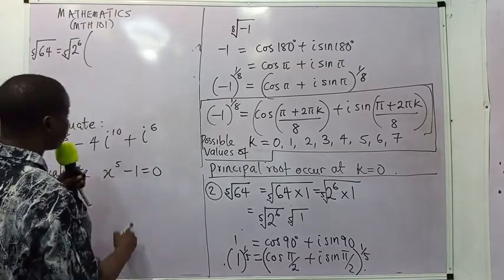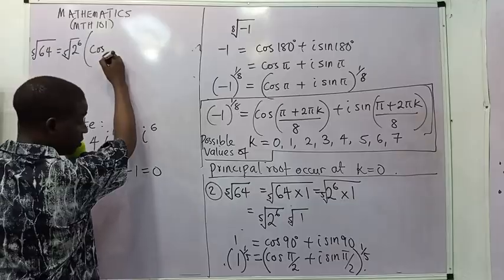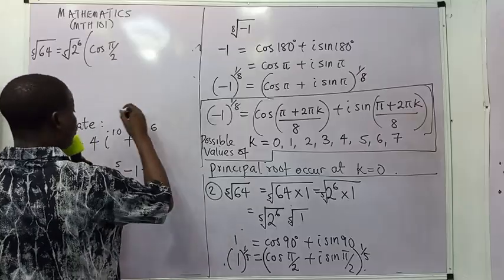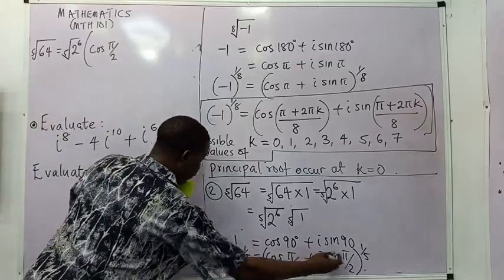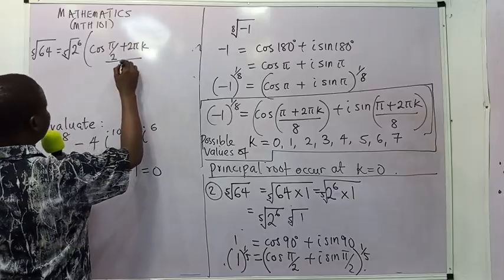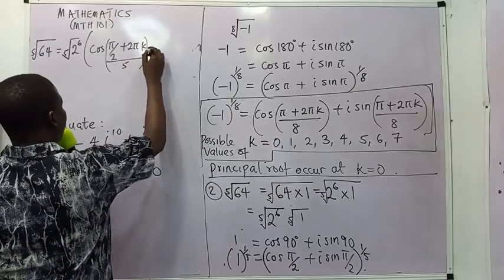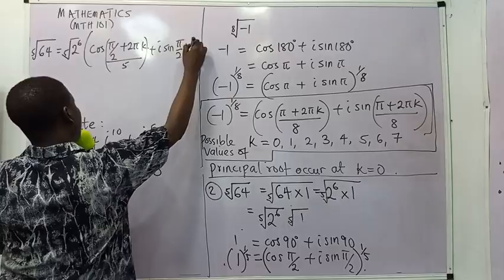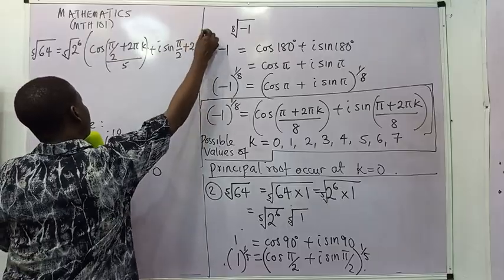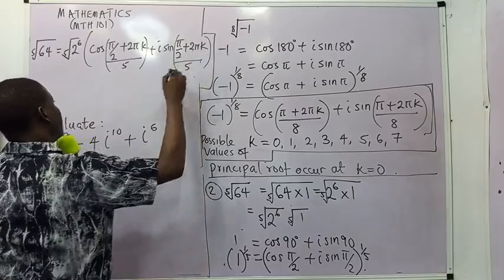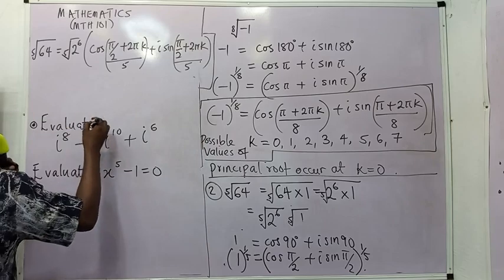open bracket, cos pi over 2. Now that pi over 2, for us to get possible values of this one, we can add it with 2 pi k all over 5, plus i sine pi over 2 plus 2 pi k all over 5.